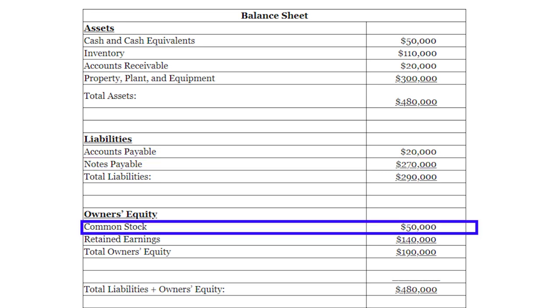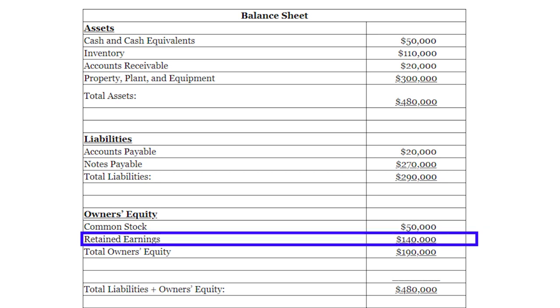Now, here's the owner's equity part. Common stock refers to the amount invested by the owner of the company, and retained earnings is the sum of all net income over the time of the business that has not been distributed to its owner in the form of a dividend. If this is confusing at the moment, don't worry, it will be explained in more detail later on, which discusses the statement of retained earnings.